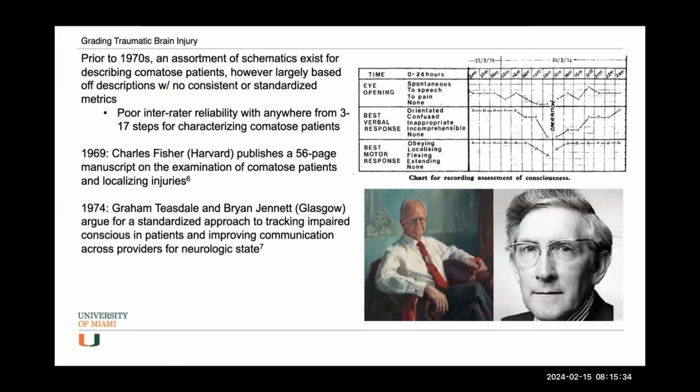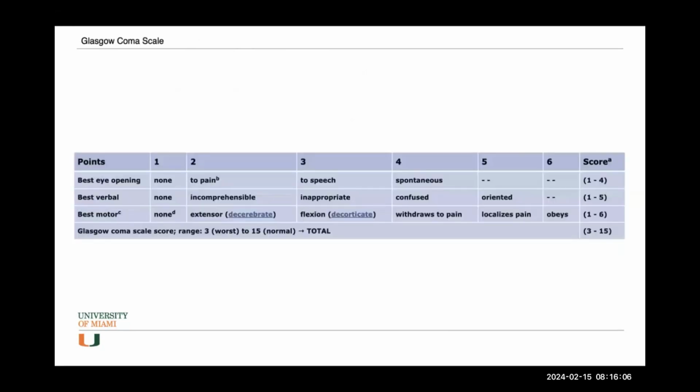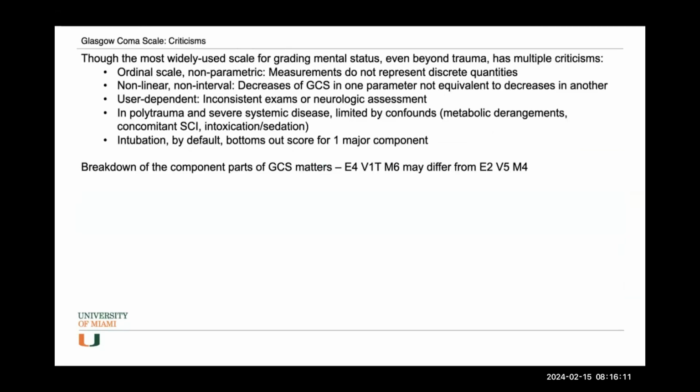in characterizing what was comatose because the language differed. Now, in 1969, Charles Fisher out of Harvard published a 56-page manuscript that summatively described the examination of the comatose patient and how to localize injury. And 5 years later, Sir Graham Teasdale and Dr. Brian Jennett out of Glasgow argued for a standardized approach looking at eye-opening, verbal, and motor responses to help standardize the communication of a comatose state across different providers with high inter-rater reliability, which ultimately came to be known as the Glasgow Coma Scale. But since the 1970s, there hasn't been any other scale developed to better assess this.